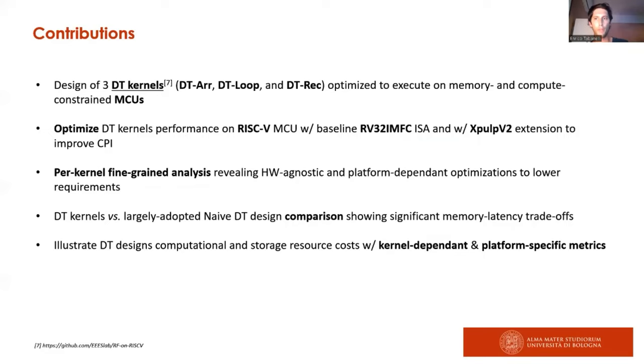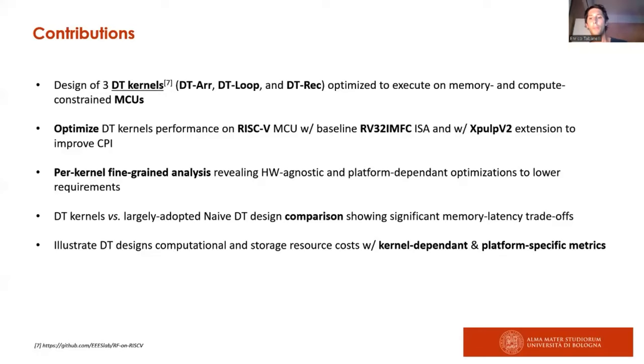The main contributions of this paper are the design of three alternative DT kernels optimized to execute on resource-constrained MCUs. We optimize the kernels on PULPissimo using the baseline RV32IMFC ISA, and then leverage the XpulpV2 extension to improve the CPI. We present a per-kernel fine-grained analysis pinpointing hardware-agnostic and platform-dependent optimizations. We compare the alternative kernels proposed against the largely adopted naive DT design. We also illustrate the computation and storage costs demanded by the alternative designs with kernel-dependent and platform-specific metrics.